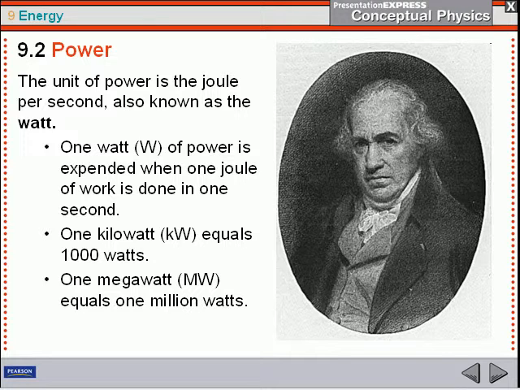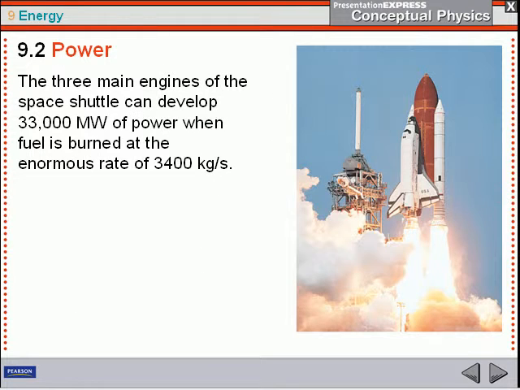When you do 1 joule of work in 1 second, you don't really expend the work, you do the work. 1 joule of work done in 1 second. Once again, a kilowatt is 1,000 watts. A megawatt is going to be 1,000,000 watts. And this is just an example of the amount of power an object can have. You have the space shuttle, which can do 33,000 megawatts of power when it's flying.